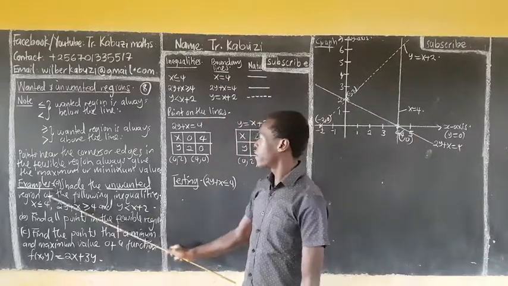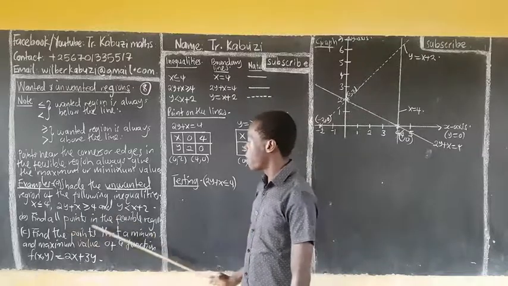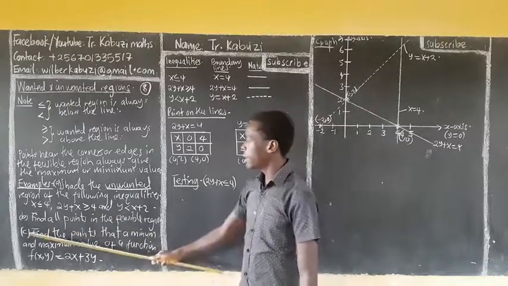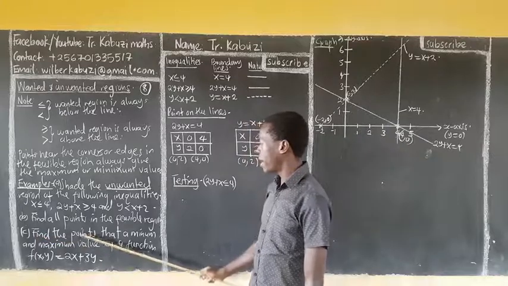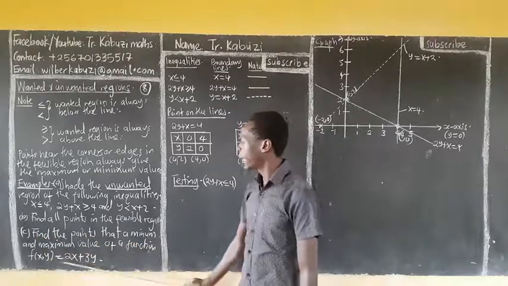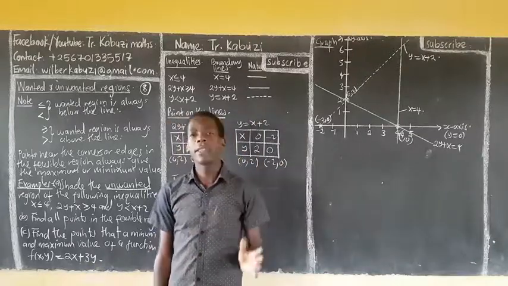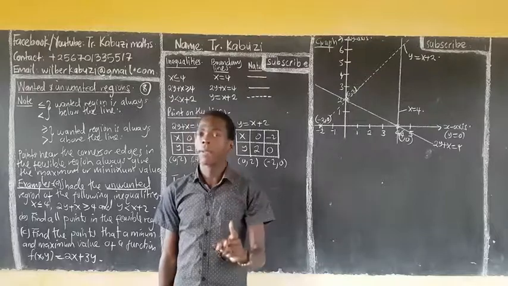Check the unwanted region of the following inequalities. We have this, and this. Find all points in the physical region. C. Find all the points that give a minimum and maximum value on the function. This we are going to see. All the work, putting everything, should be on graph paper.